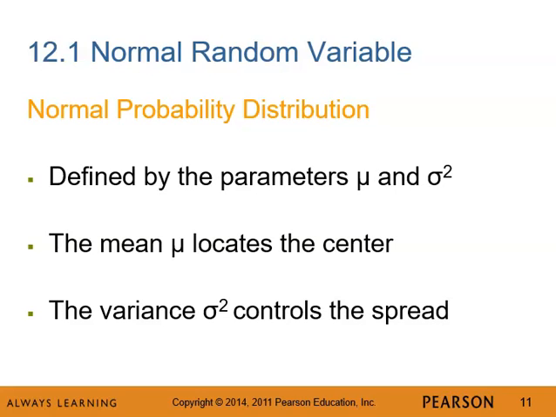Normal probability distribution is defined by parameters mu and sigma square. Mu represents mean average, and it's normally the center of the curve. And sigma square is considered as variance, or square of standard deviation. And the variance controls the spread of data around average.